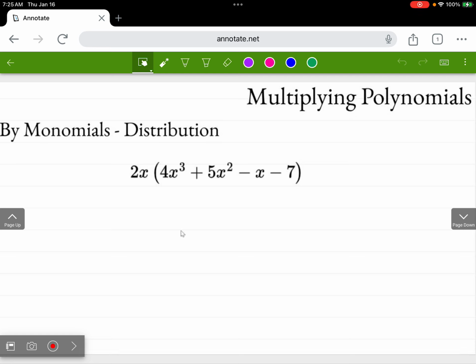So if I didn't tell you that this is polynomial multiplication, what would our instinct be if we saw something like this? Parentheses with a thing out front. Distribute. It's exactly the plan. Just because we magically say it's a polynomial does not change what we do here. We're going to distribute it. So this first one, it's 2x times parentheses 4x cubed plus 5x squared minus x minus 7.